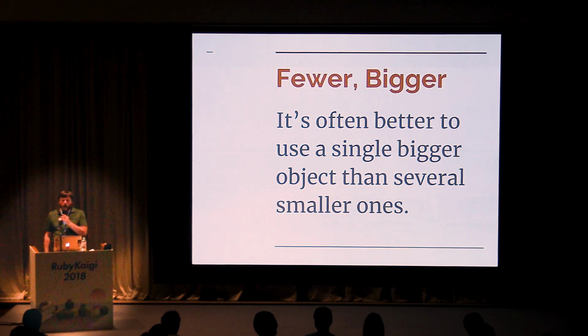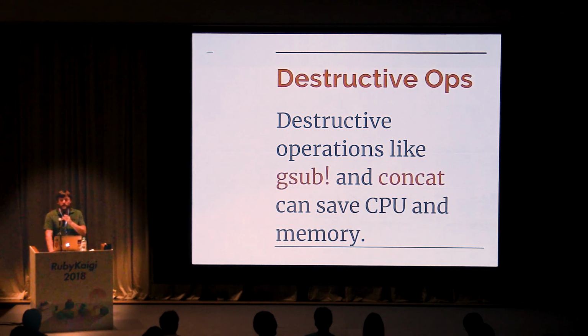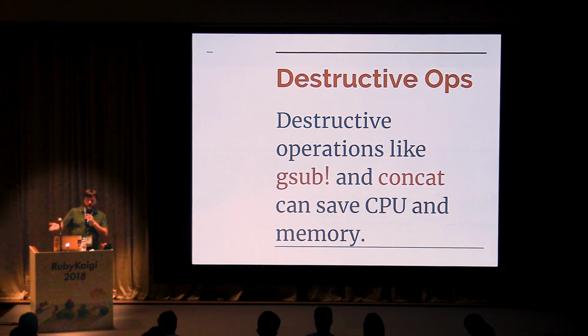Related to that, another thing that will help you a lot with garbage collection is destructive operations. When I say destructive operations, I specifically mean an operation that reuses the same data structure. I mentioned gsub! and concat here. The first one takes a string and it modifies that string in place. The second one takes an array and it modifies that array in place. Ruby will actually modify the object in place. And so that way, instead of making a new object out of the two old ones and then throwing one of them away, it'll reuse an old one.